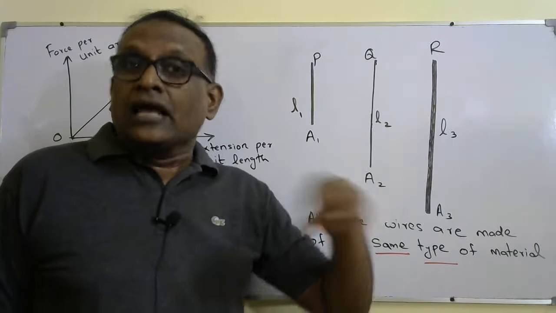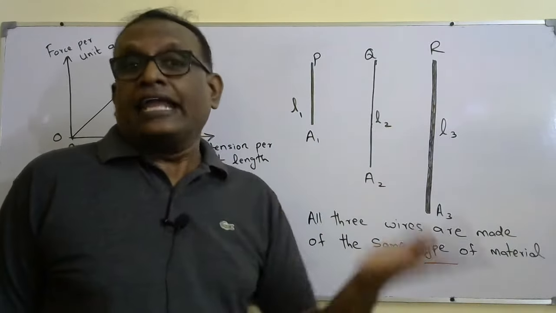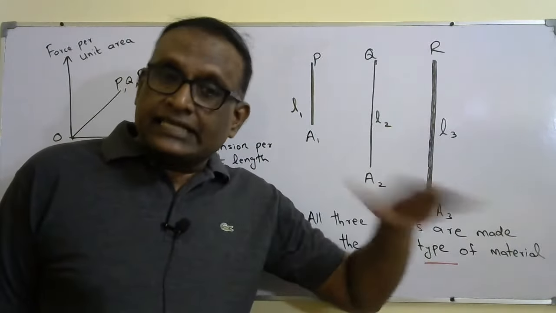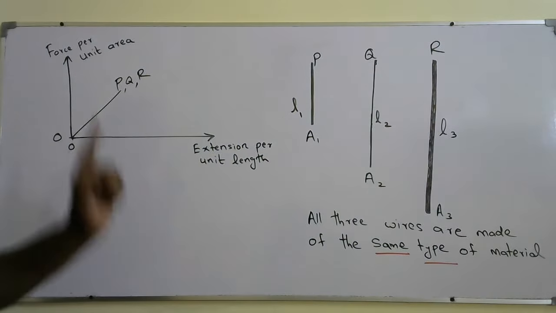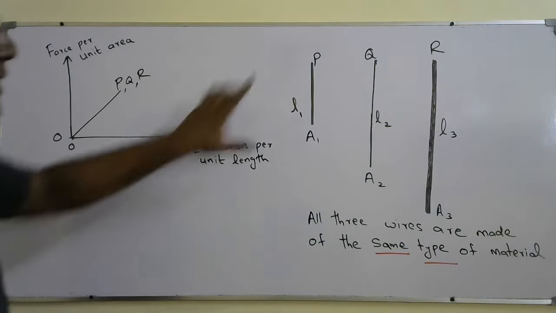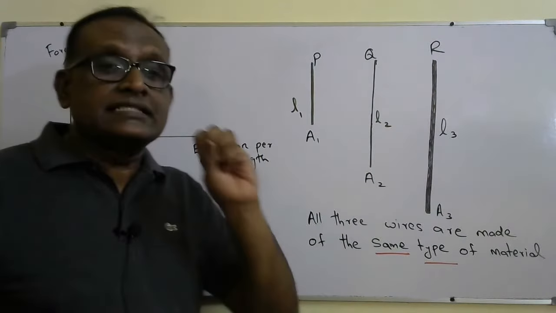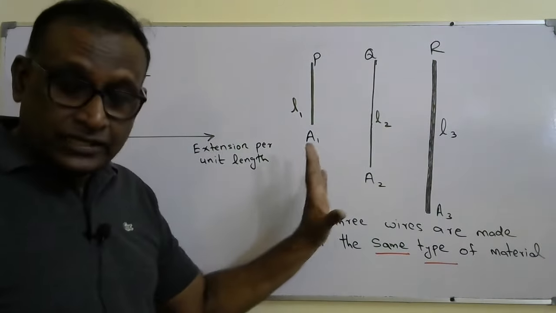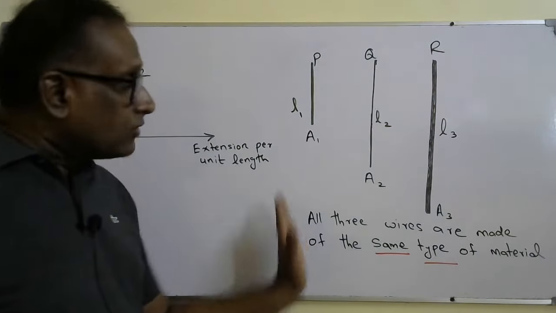Like that, different forces are applied, and each force you apply is divided by the area of cross section, then measure the extension, divide by the initial length L2, and plot a graph. You will see that the graph exactly overlaps the graph drawn for P. That means both have the same stiffness.